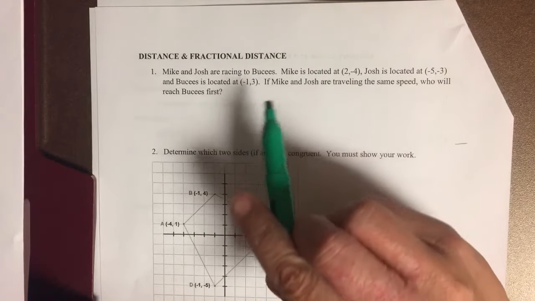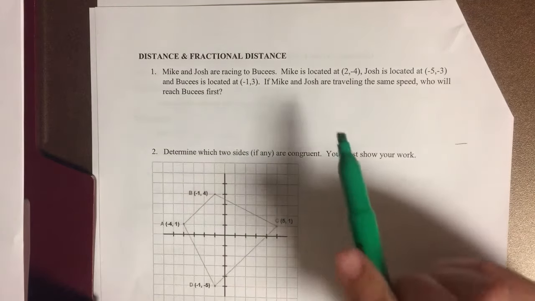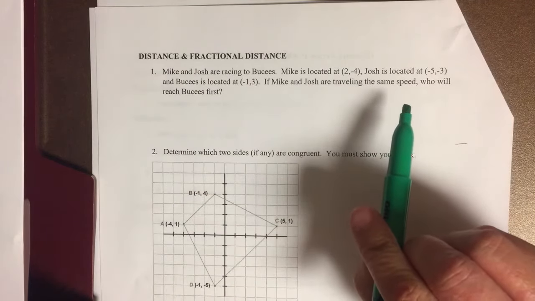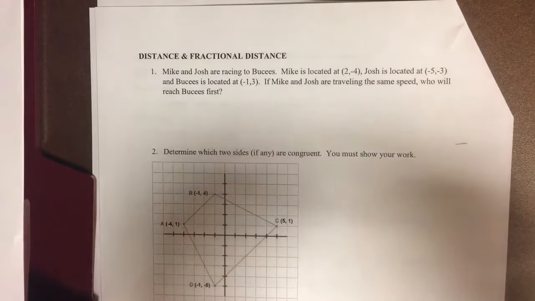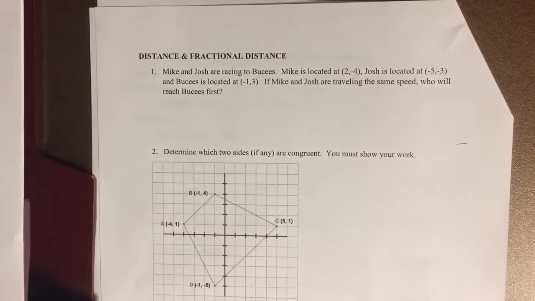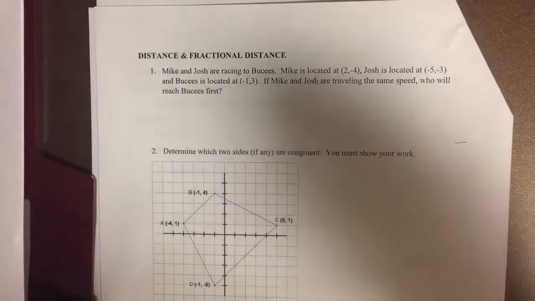And Buc-ee's is located at -1, 3. If Mike and Josh are traveling the same speed, who will reach Buc-ee's first? So what we're trying to figure out is who's going to get to Buc-ee's first. In order to figure that out, we need to see who is the closest to Buc-ee's, because that's going to be the shortest distance to travel.